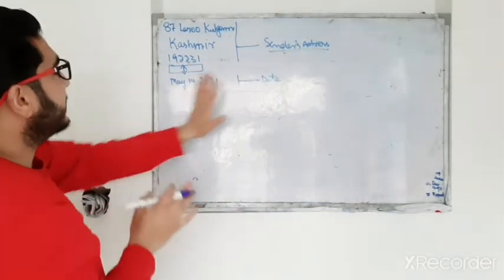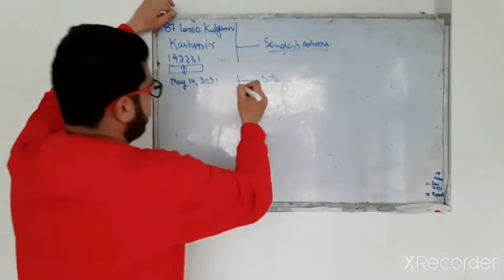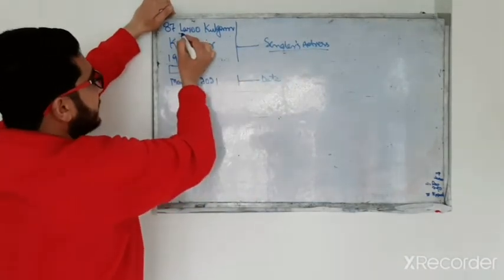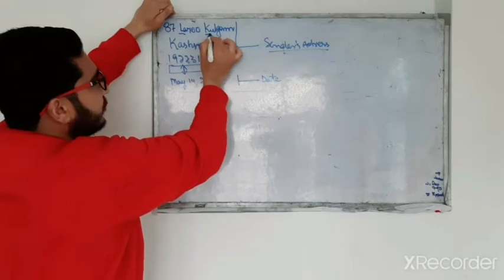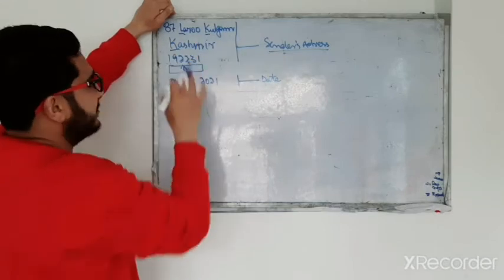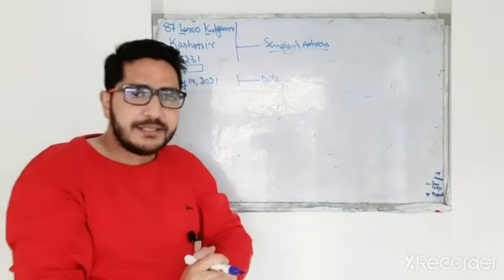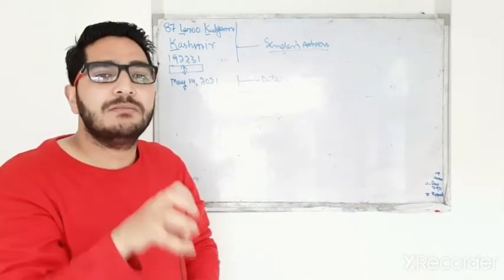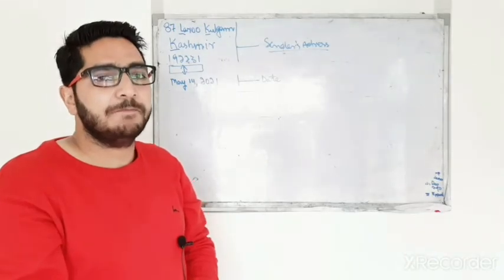I will tell you later how to write these things. One, the sender's address: Laru with L capital, Kulgam with K capital, Kashmir with K capital. So in the sender's address, we have to start the words with capital letters.